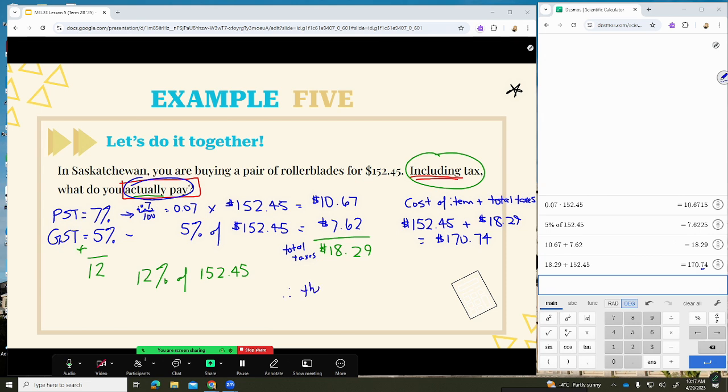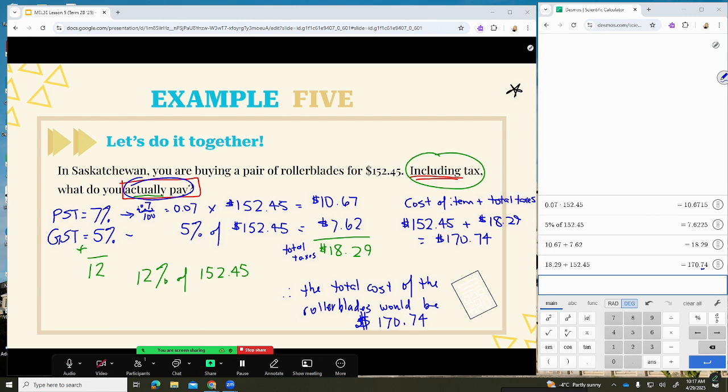Now this one is a word problem, so we do have to include a therefore statement. Therefore, the total cost, or remember, you can always use part of the question in the answer. Therefore, you actually pay of the rollerblades would be $170.74. Make sure to include your unit of measurement, which is the dollar sign in this case.